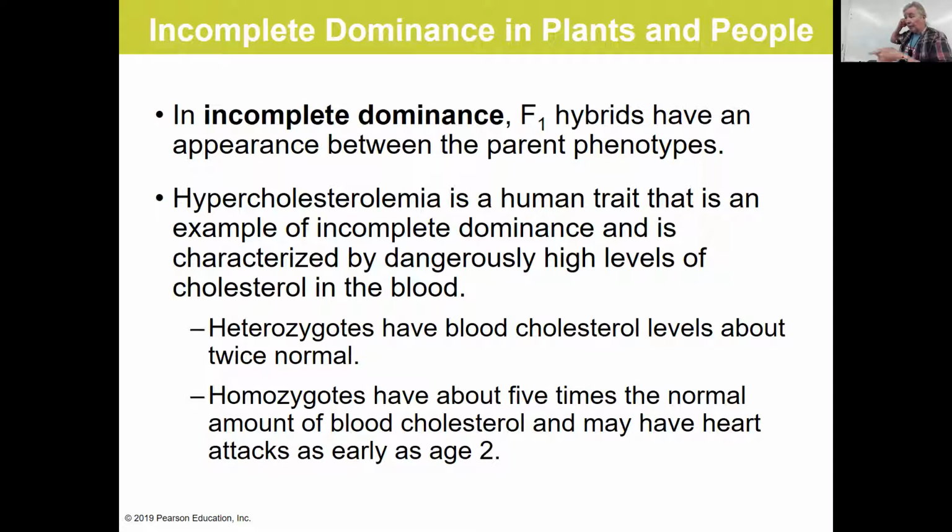Hypercholesterolemia is a human trait, an example of incomplete dominance. It's characterized by a dangerously high level of cholesterol in the blood. Heterozygotes have blood cholesterol about twice normal. Homozygotes have about 5 times the normal amount of blood cholesterol, and may have heart attacks as early as age 2. If you're a heterozygote, you're going to have a heart attack probably in your 40s, maybe your 50s. A homozygote, you're going to be a little child having it. So this is what the statin drugs have been developed for.